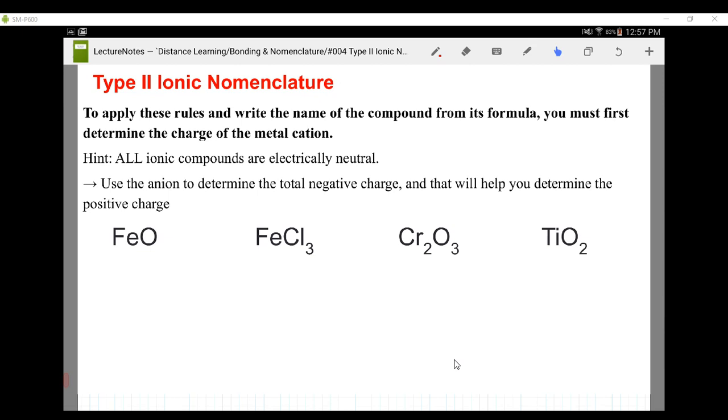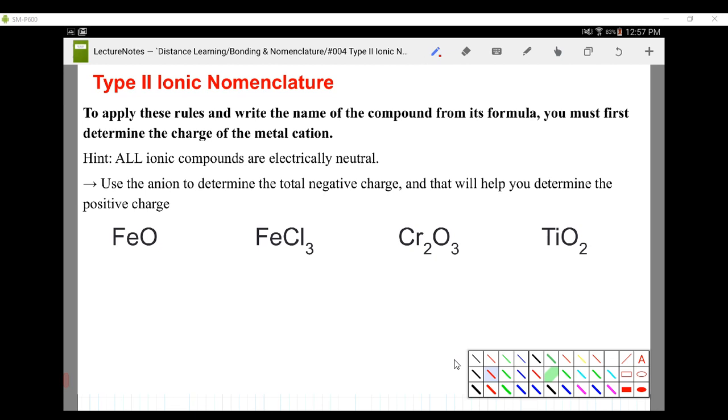Going in reverse to figure out the names of these things, we're going to need to determine what is the charge of the cation, because we know, for example, in these first two here, iron can have multiple oxidation states. It's also a type 2 metal. So we need to know, is this iron with a 2 plus charge or is this iron with a 3 plus charge? And we do that by looking at the anion and remembering that these compounds need to be electrically neutral. I'm going to split these compounds into the anion and the cation for all of them. We do that by separating the metal from the rest of them.